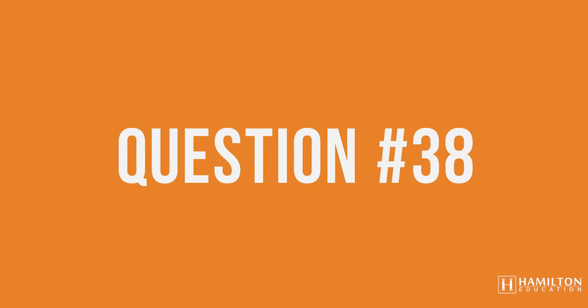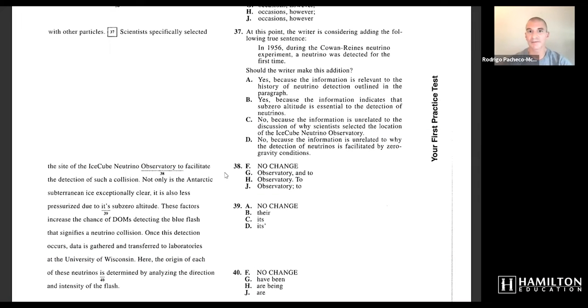Question 38 is a punctuation question. I'll read the sentence first and we can identify the different components of the sentence structure. So scientists specifically selected the site of the IceCube Neutrino Observatory to facilitate the detection of such a collision. So what we have here, this is just one independent clause. This is our subject, scientists, and then we have our verb, selected, and then we have this as the object of that verb. What follows is a prepositional phrase.